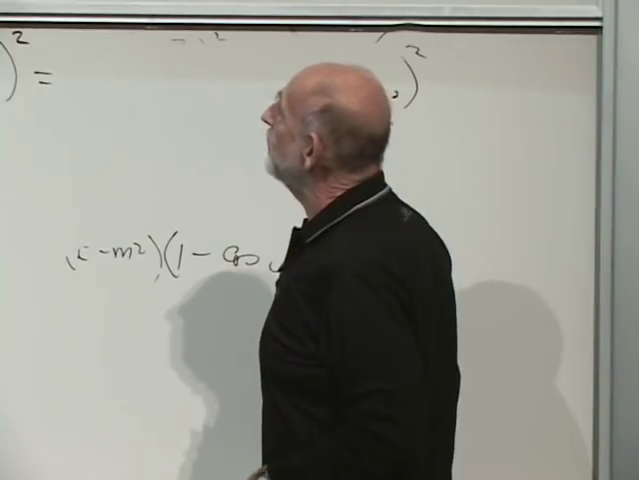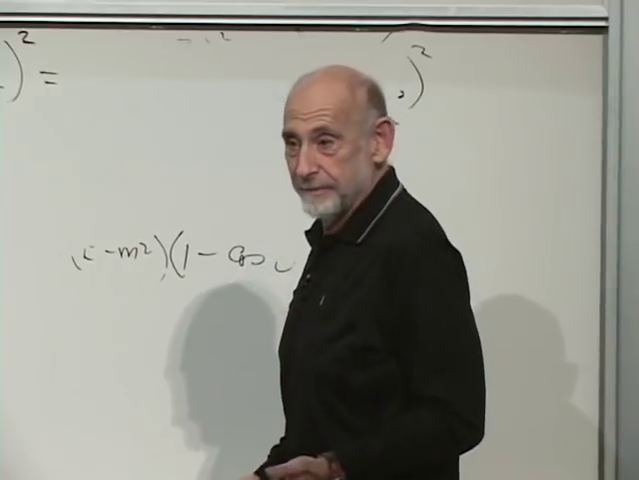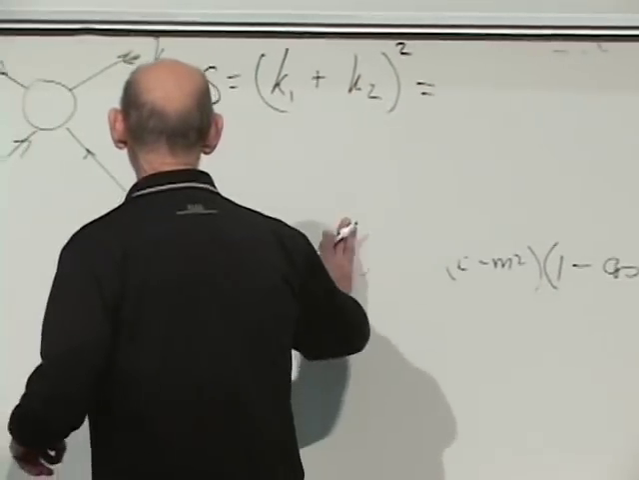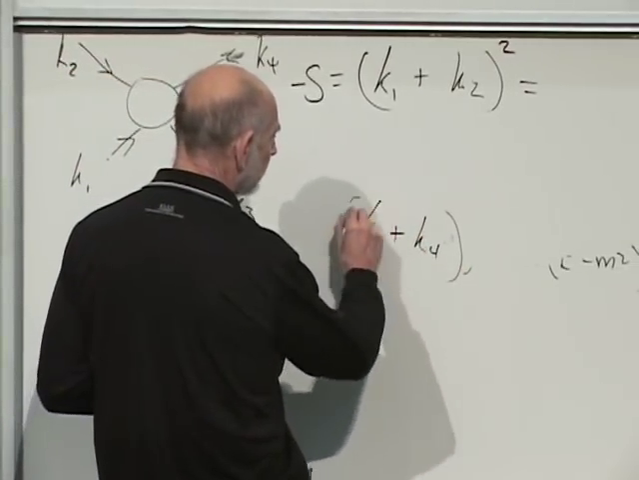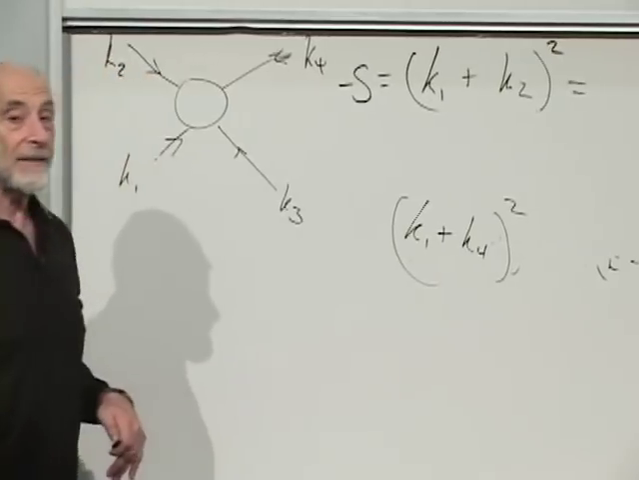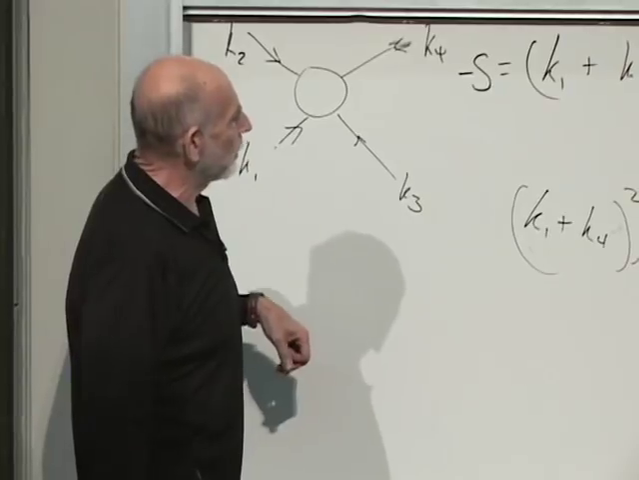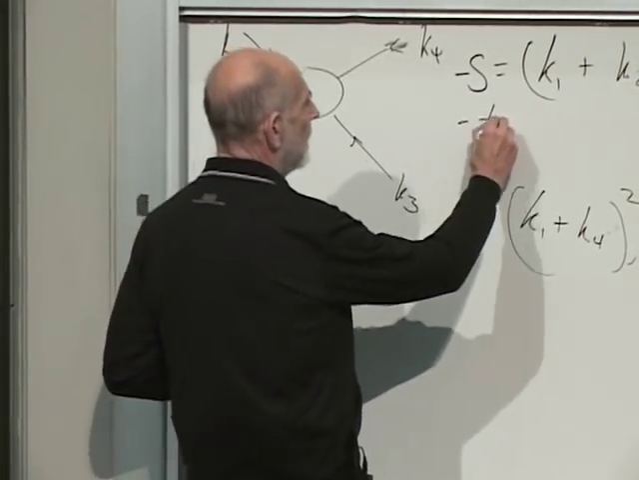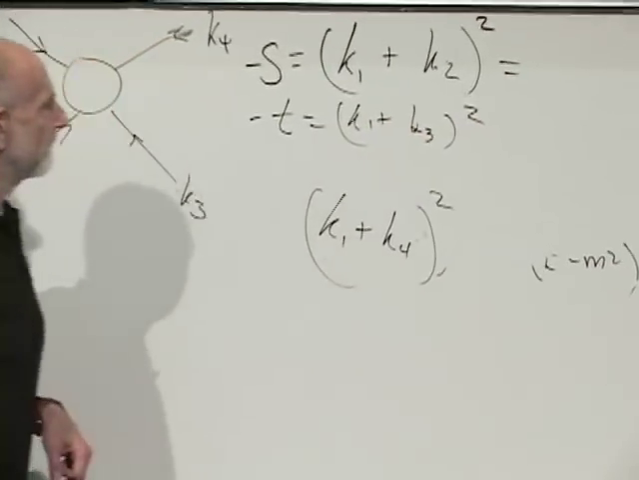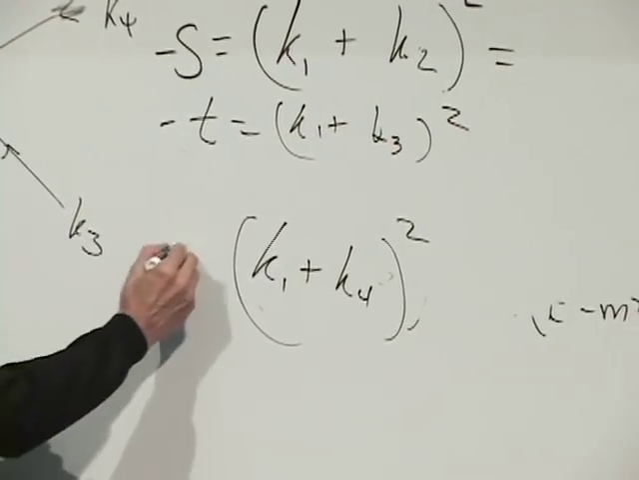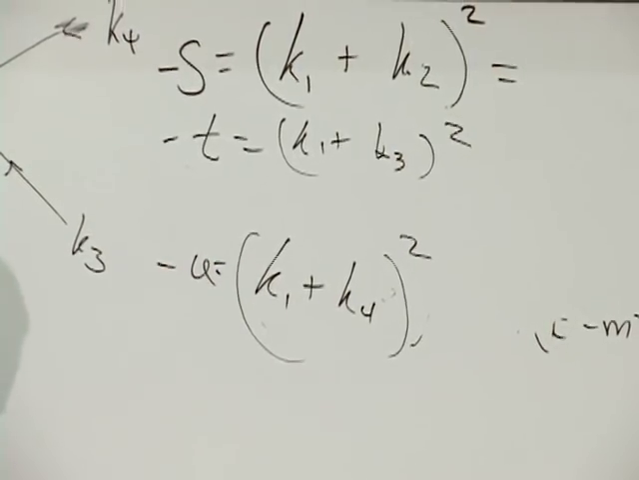We have k1 plus k2, k1 plus k3, k1 plus k4, right? That's another one. So one more quantity is k1 plus k4 squared. What can that be? If you were going to give it a name, what would you call it? Minus t equals k1 plus k3 squared. Minus u equals that. These are the stu variables.